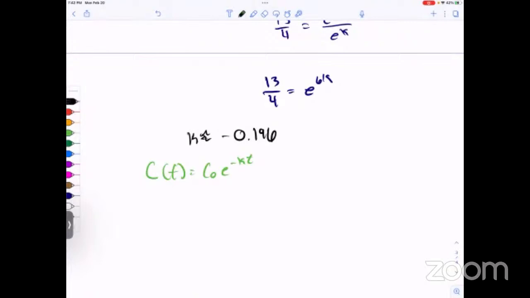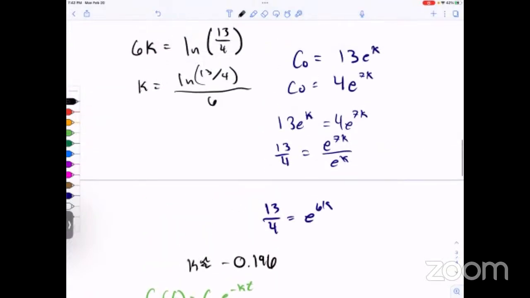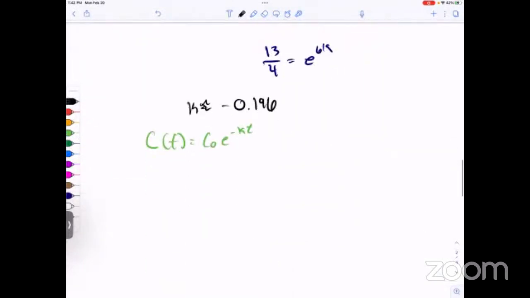Let's see. Oh, so we can plug in one of the points to solve for C naught, the initial concentration. So let's plug in the 1, 13. If we plug in the 1, 13, we're solving for C naught, e to the negative. Now our K we just got was 0.196, and our T is 1, and the concentration is 13 micrograms per milliliter, right? So the only thing we don't know here is the initial concentration. So then on bottom, we're going to have this e to the 0.196 under 13, right? So we're just going to use a calculator and crunch that number.